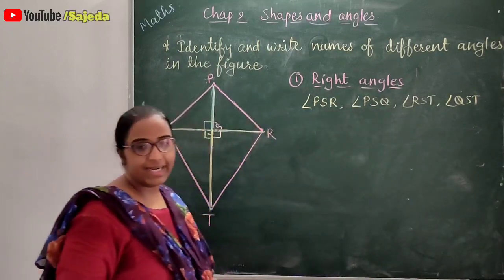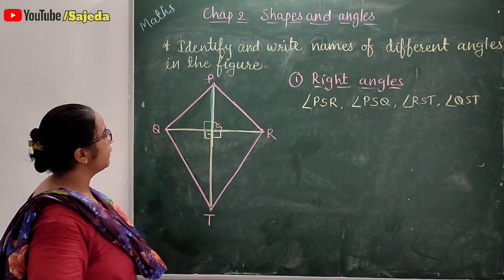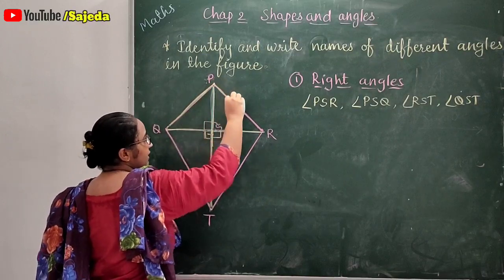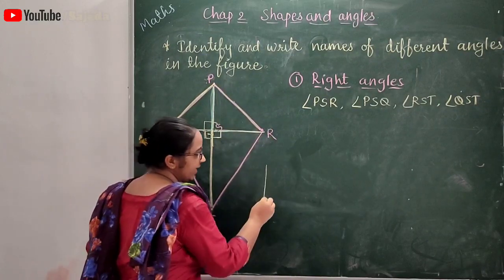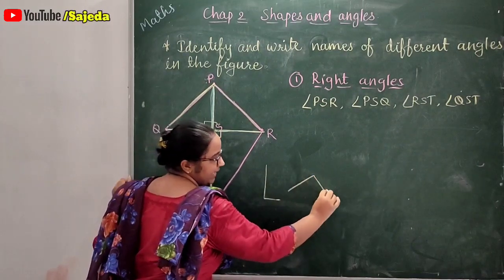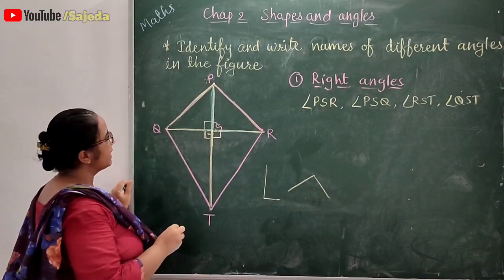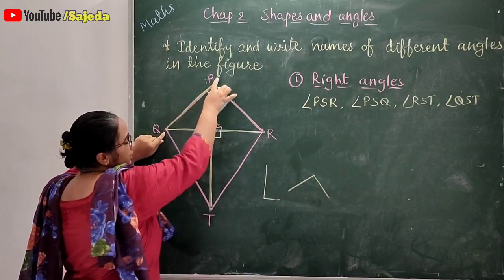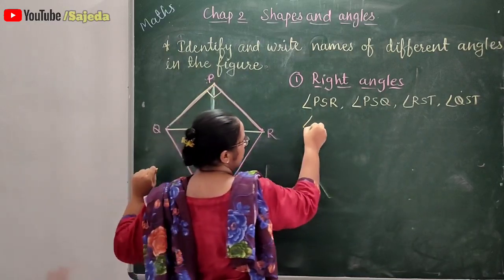There is one more right angle. If you observe this figure carefully, here you can see English alphabet L. It is not straight like this, it is like this. So this is also a right angle, and the name of this angle we will write as angle QPR.